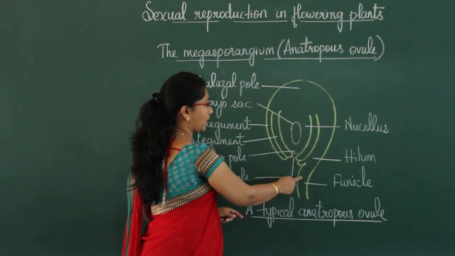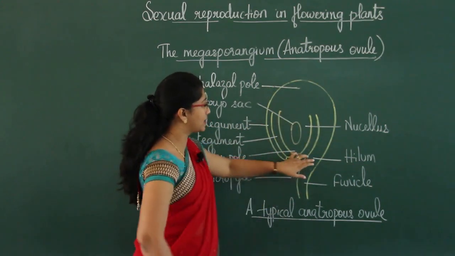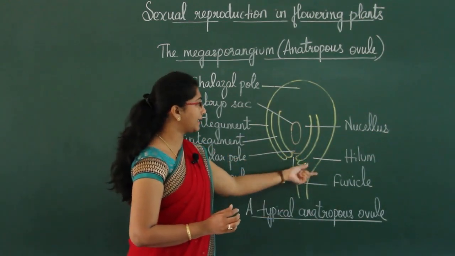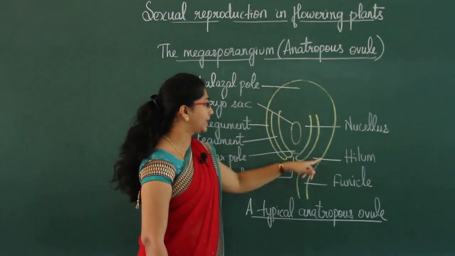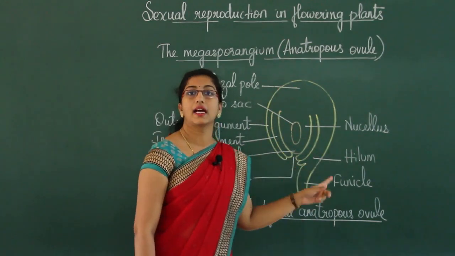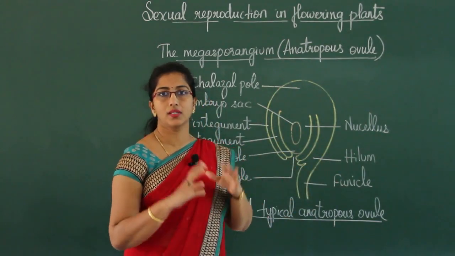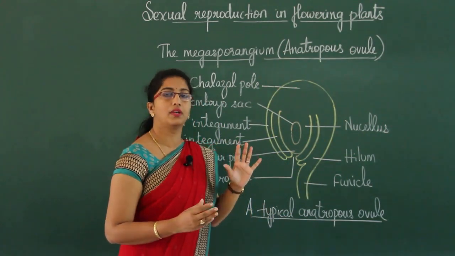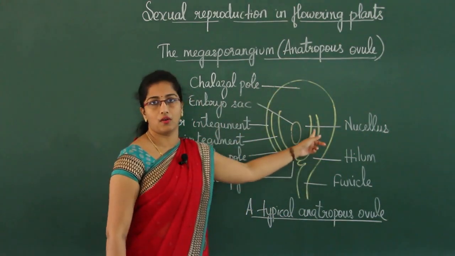Now between this stalk and the body of the ovule, you see a junction. It is the place where the stalk is attached to the body, and the junction we call hilum. So hilum is the junction between the stalk of the ovule and the body of the ovule.